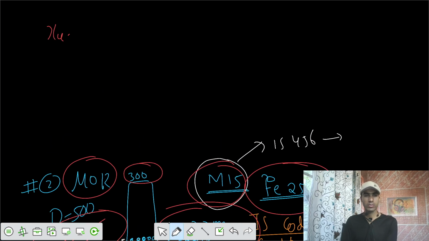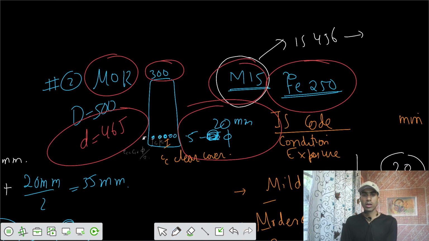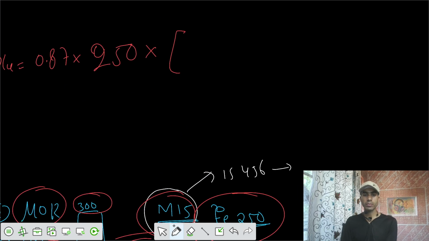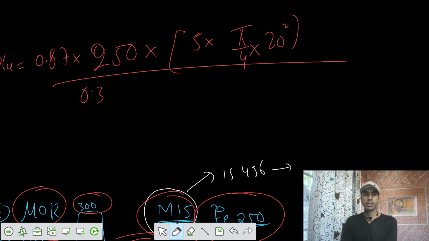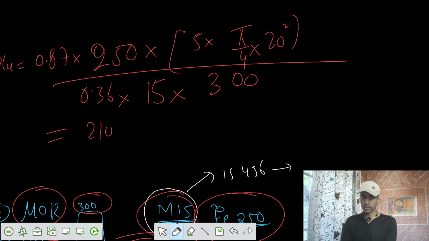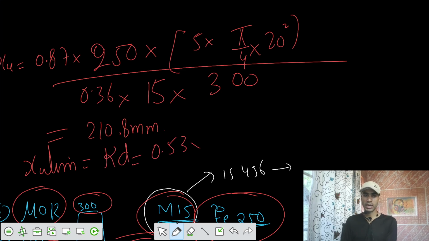What is the first step? The location of neutral axis. Xu equals 0.87 Fy Ast divided by 0.36 fck b. What is the value of Ast? We have 5 bars of 20 millimeters, so 5 times pi by 4 d square. That gives x equals 210.8 millimeters. Now we need the limiting neutral axis, Xu limiting, which equals k times d. For mild steel that is 0.53, and with effective depth 465, that equals 246.45.